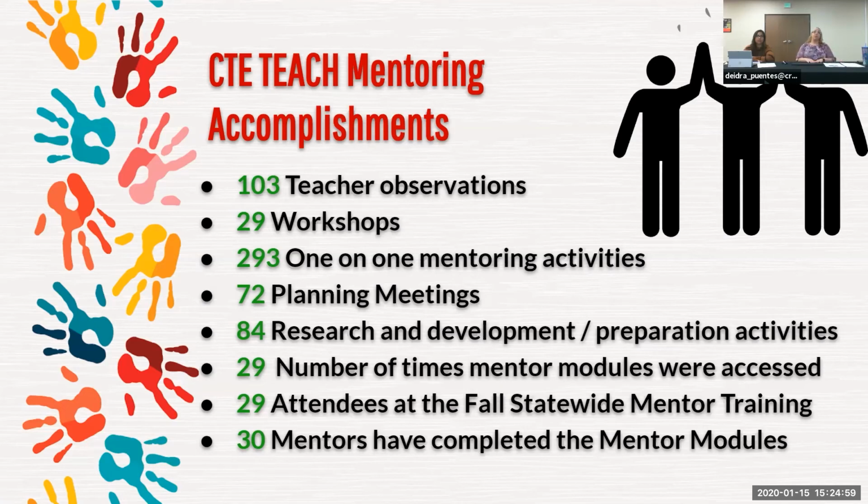There were 72 planning meetings recorded, 84 research and development and preparation activities, 29 is the number of times that the mentor modules were accessed. And that's only the times that they were actually referenced in the activity logs. So there may have been more access that didn't get into the activity logs, and that's why it's not seen there. And we had 29 attendees at the fall mentor training. And lastly, 30 mentors have completed the mentor modules.